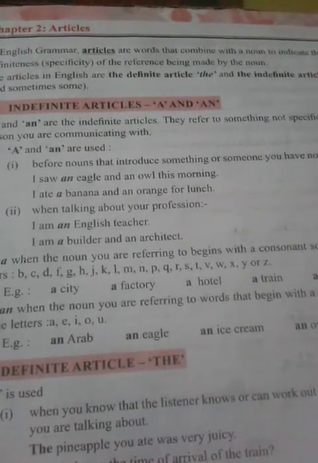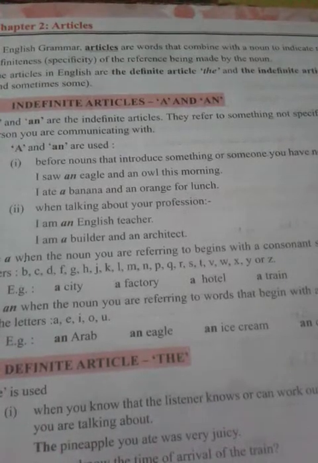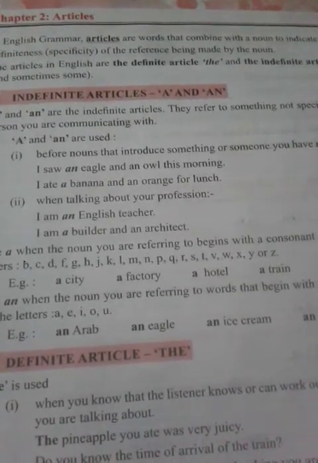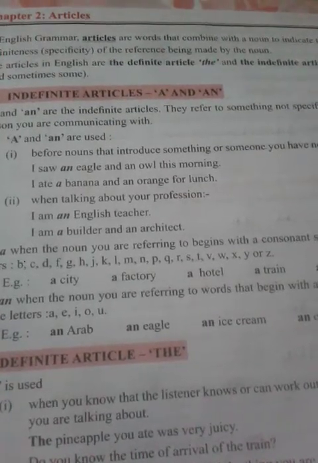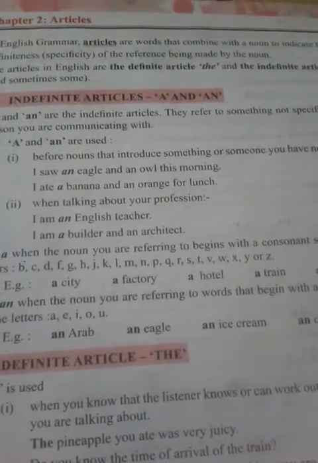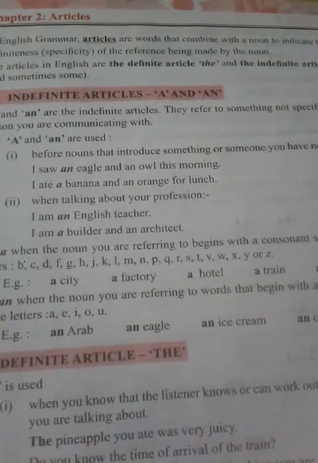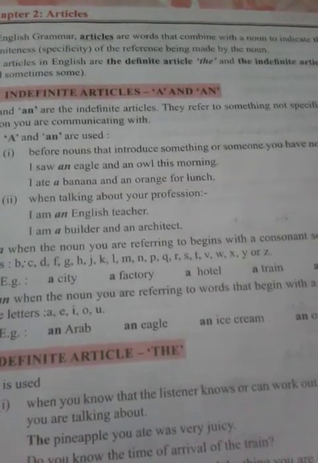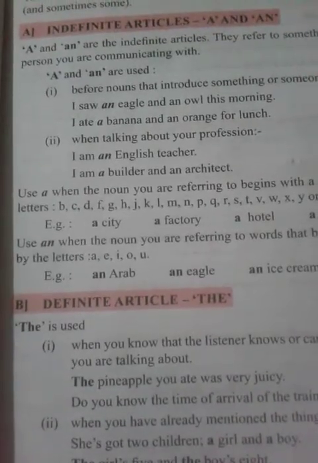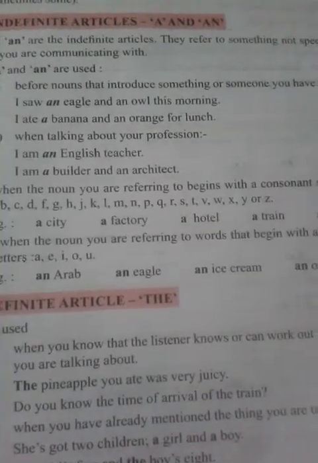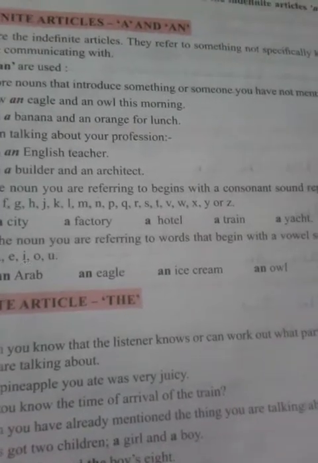Second, when talking about your profession: I am an English teacher. I am a builder and an architect. So where there is A, E, I, O, U, you must put an. And where there are not these vowels, then you can put a. A builder. A teacher. Then a worker.